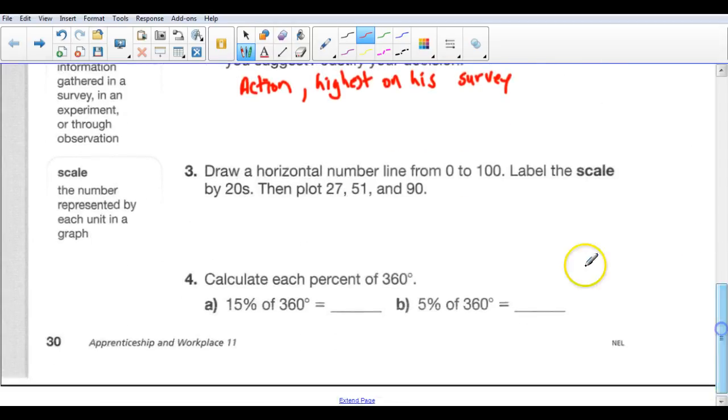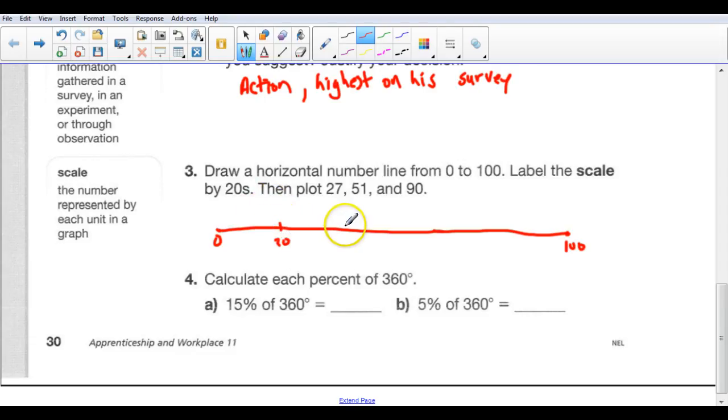Okay, so we're going to draw a bar graph, or sorry, a number line I mean. So we'll just draw it to here, and we're going to go from 0 up to 100, and it says label the scale by 20s. So we'll probably say that's 20, that might be 40. Try to get the spaces in between even. This might be 60, there's 80, and there's 100. That's not too bad.